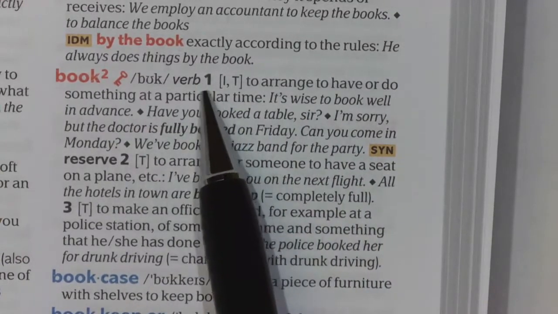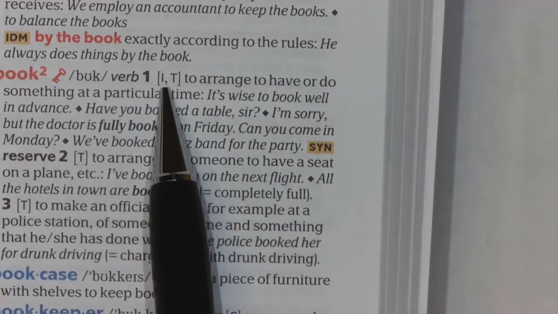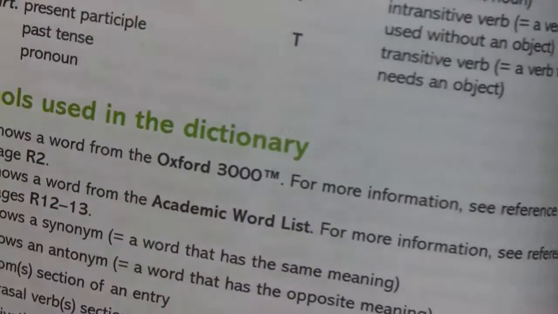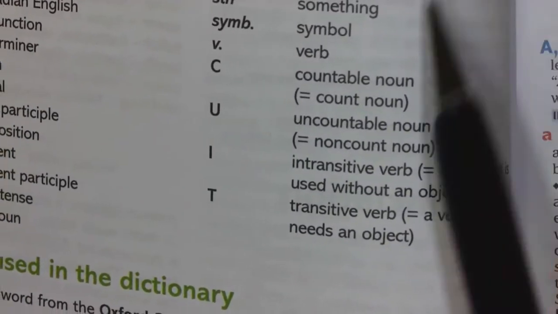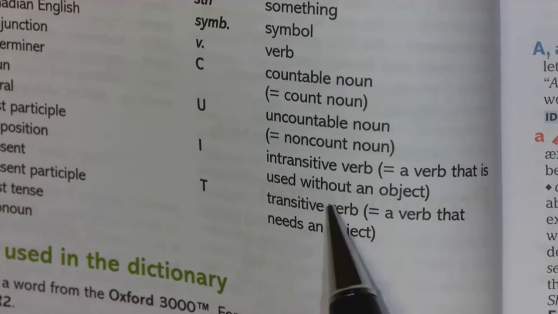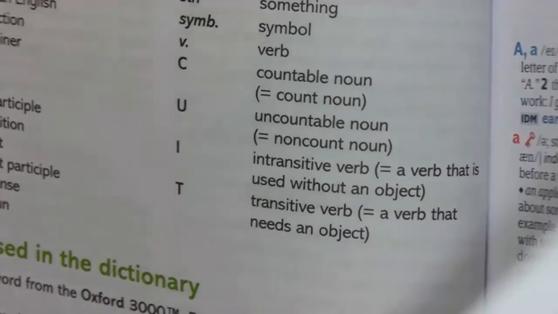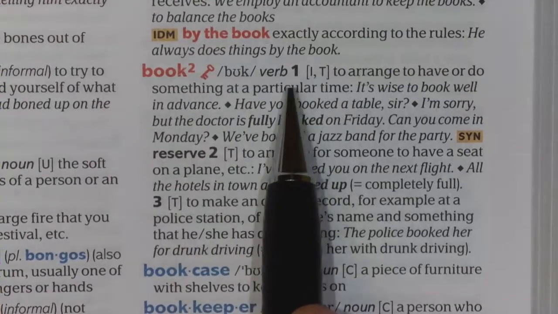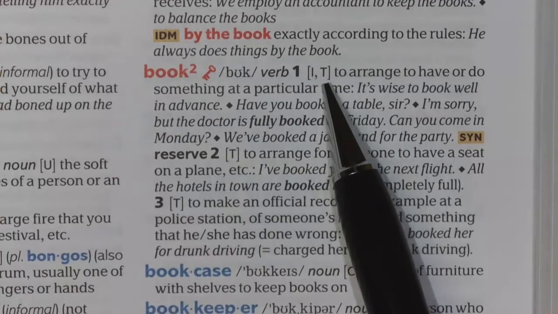Now, because it's a verb, a couple of the symbols are going to be different. So here we have I and T. Now, if I go back to my abbreviations list, I see that I means intransitive verb, a verb that is used without an object, and T is for a transitive verb, a verb that needs an object. So if I look at the verb use of book, it can either have an object or not have an object.